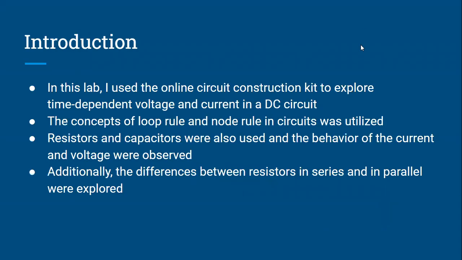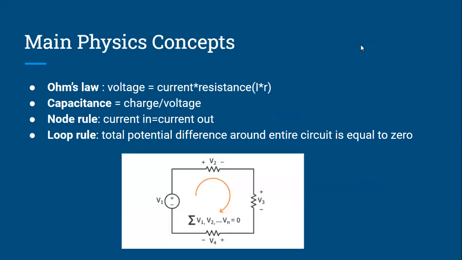So an introduction to this lab: in this lab we used an online circuit construction kit to explore time-dependent voltage and current in a DC circuit. And then the concepts of the loop rule and node rule in circuits were utilized here. Resistors and capacitors were also used, and the behavior of the current and voltage were observed while using them. Additionally, the differences between resistors in series and parallel were explored.